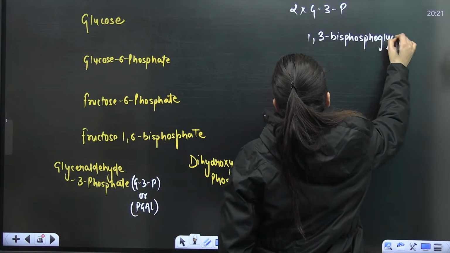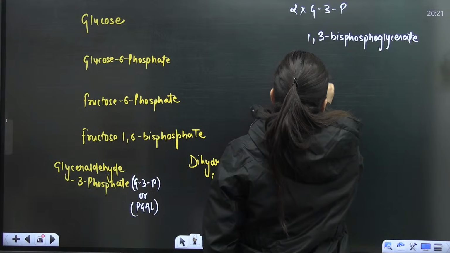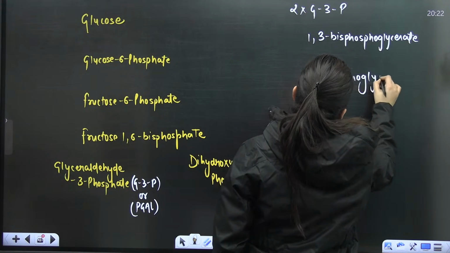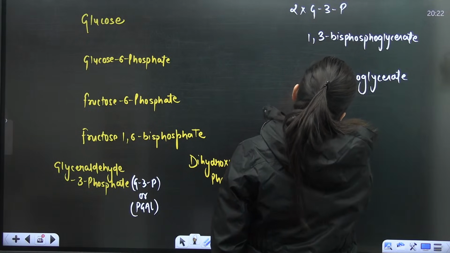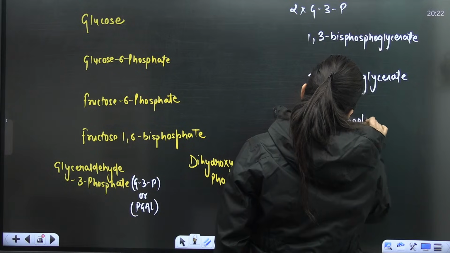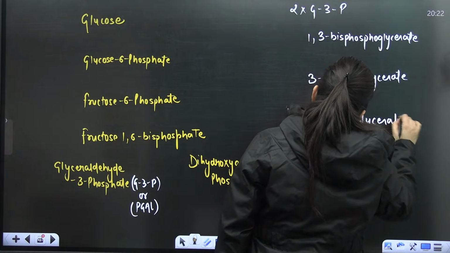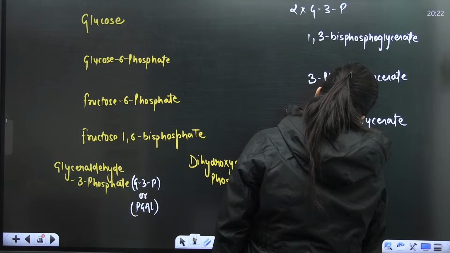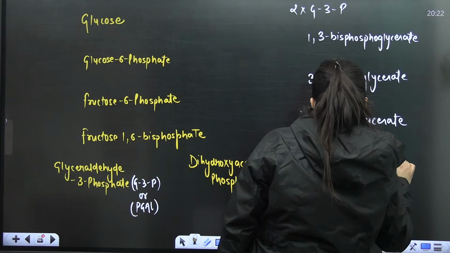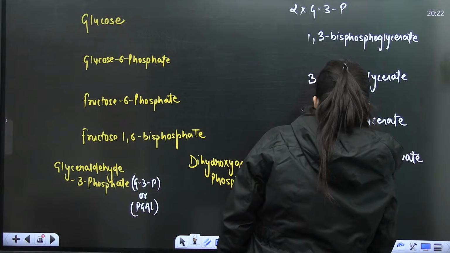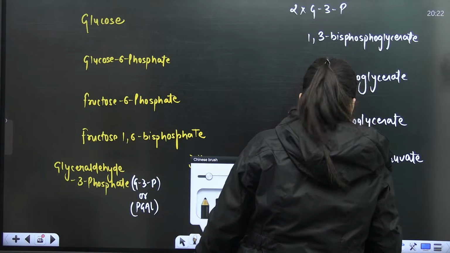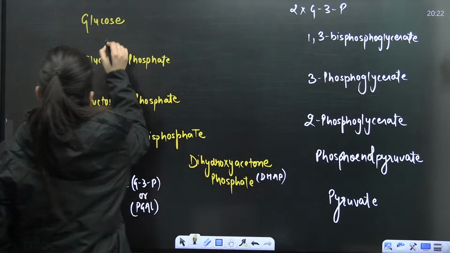Bisphosphoglycerate, 3-phosphoglycerate, 2-phosphoglycerate, phosphoenol pyruvate. I'll explain everything, just allow me some time. And then pyruvate. So these are the names in front of you. Okay.